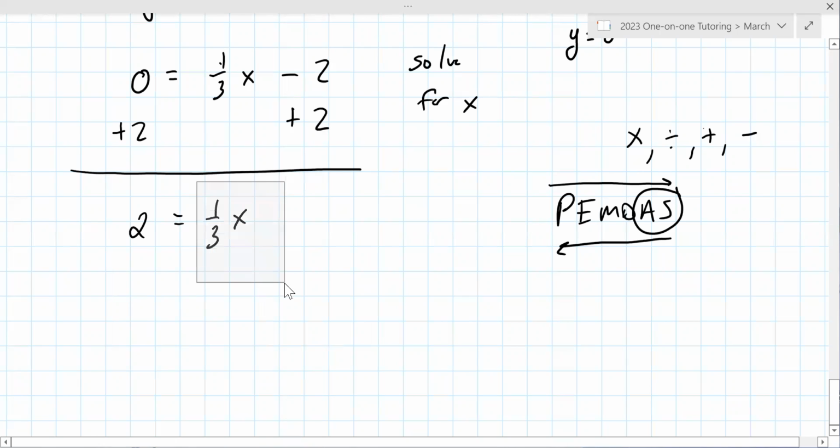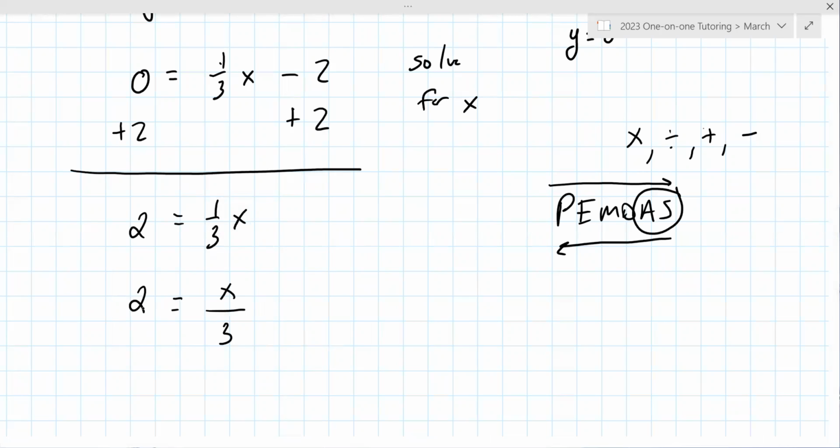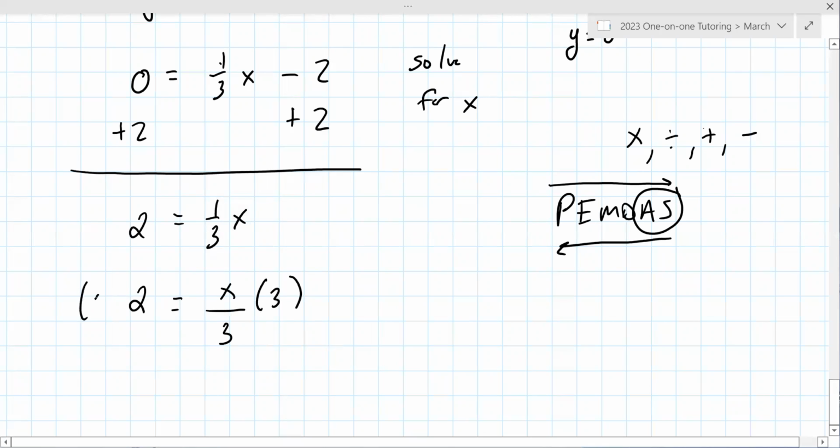Do you see how this right here, 1/3 x, can actually be written as x divided by 3? Now, how can you undo division? Multiplication. So you multiply both sides by 3, and that's 6 equals x.